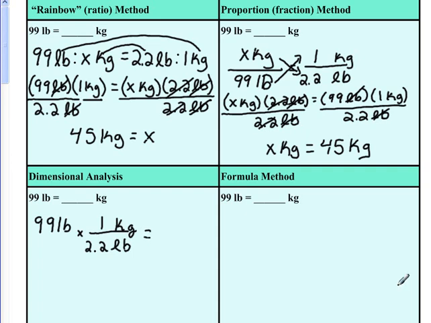Notice that by putting the 2.2 pounds at the bottom, I can cancel out the unit pounds, and I'm left with kilograms. We then can perform the arithmetic of 99 times 1 divided by 2.2, and we find that 99 pounds is the same as 45 kilograms.